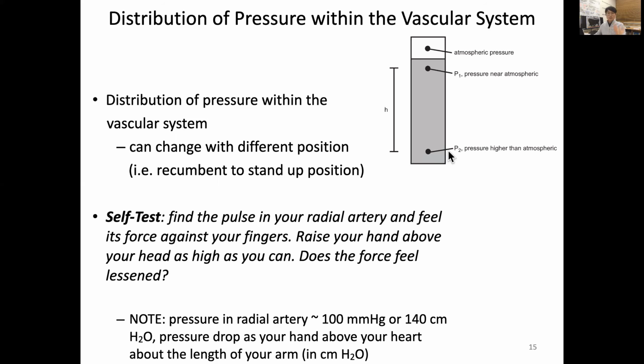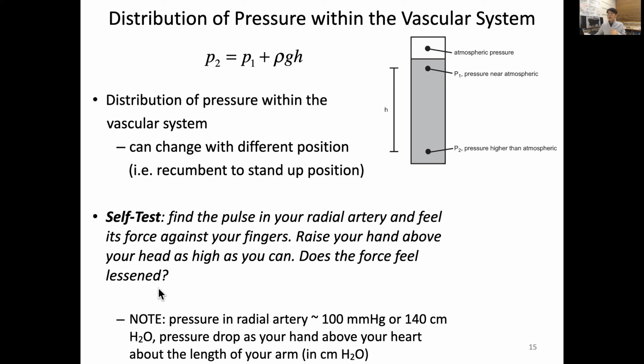So for example, from basic physics, you see there's a water pipe, and there's atmospheric pressure near here, a pressure P1, and there's water or blood. Then out of this distance h, the pressure P2 will be higher than P1 by the amount of the gravitational force. So P2 is P1 plus density times gravitational constant g times the distance.